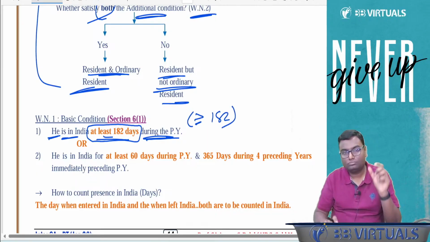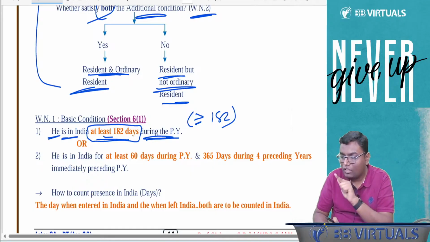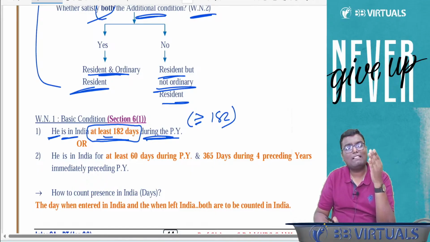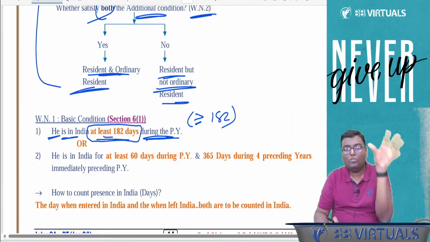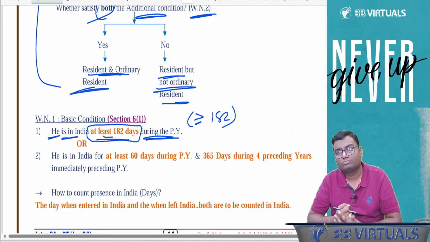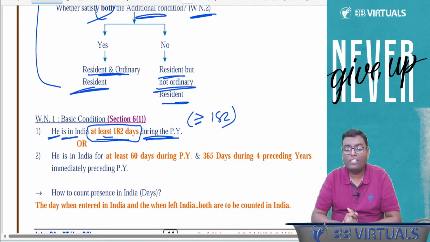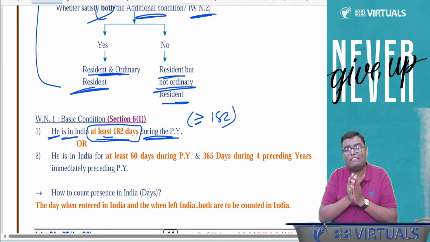Achha, tell me, why 182 first of all? They took half of the year, 365 divided by 2, so lower side rounded off, 182. Achha, this 182 need not be constant. Let's say I came to India in April, I went back in May, I again came in July, I went back in September. In total 182 is satisfied, constant 182 is not satisfied. Then what will happen? I will be resident. If in total 182 days is satisfied, it is okay.